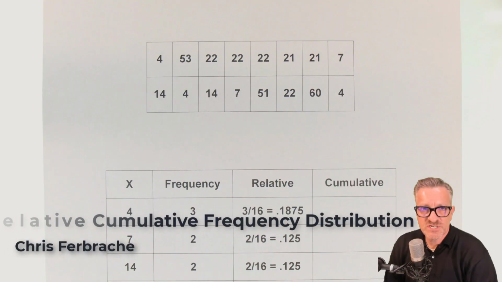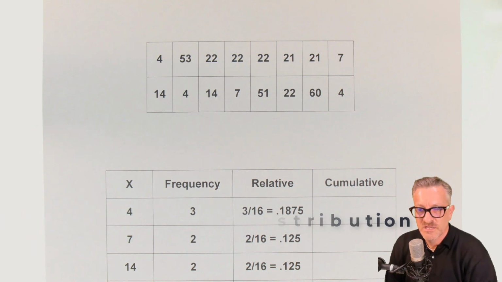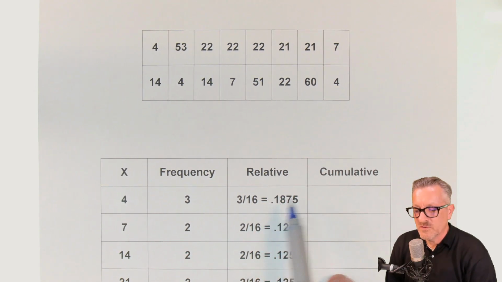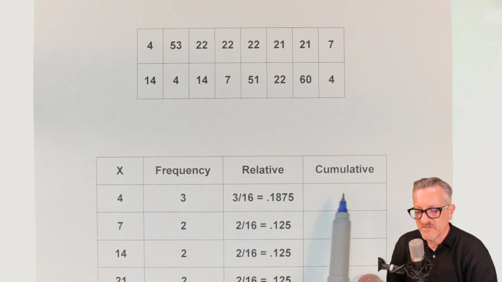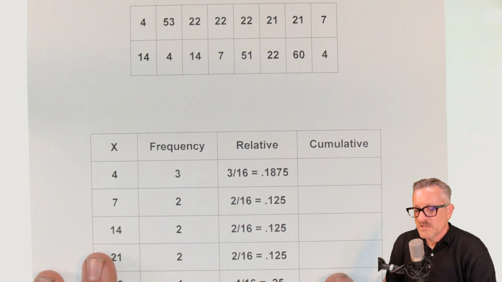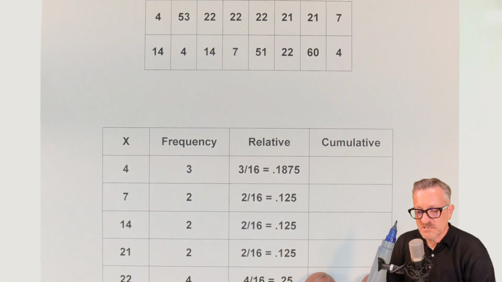Hi, this is Christopher Boucher, and I'm going to show you how to make a relative cumulative frequency distribution. It's kind of a mouthful. You would think it would be frequency relative cumulative distribution, but it's relative cumulative frequency distribution, just the way it's called. And if you haven't watched the prior two videos, I recommend watching them.